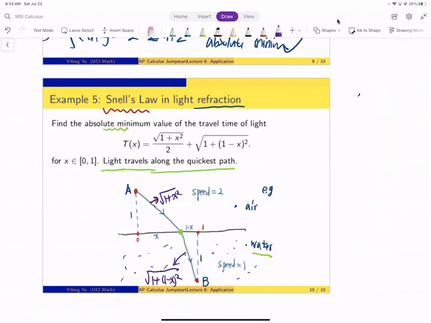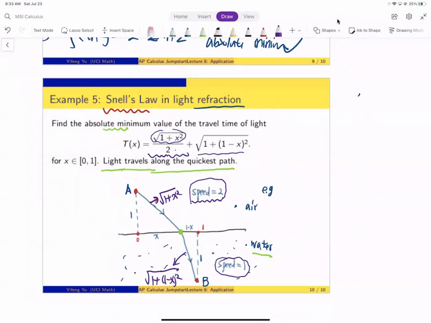And let's assume the speed of light. For convenience, here we ignore all the units. Let's say the speed of light in this media, say air, is 2, and the speed of light in the water is 1. And then this is how we calculate the travel time, right? It's the distance divided by speed, plus the distance divided by speed. So this is the travel time.